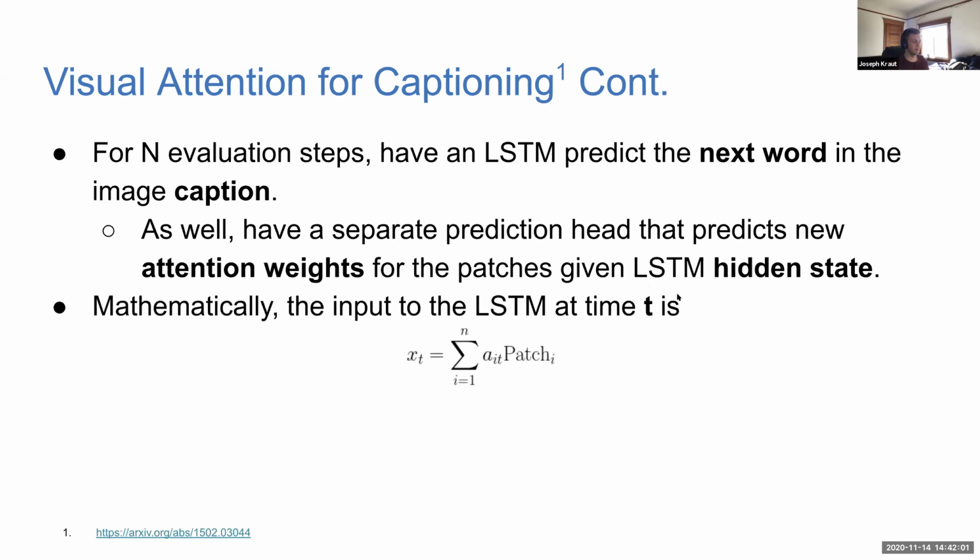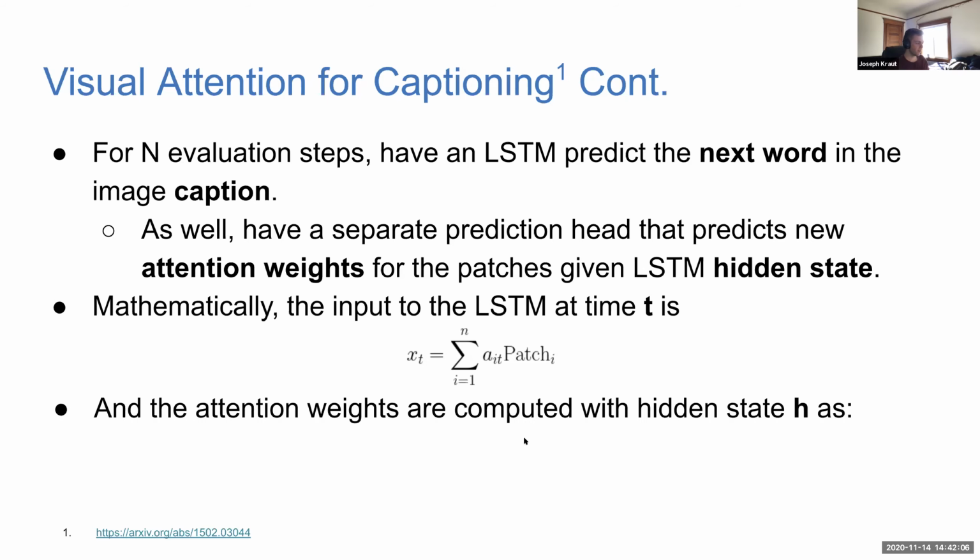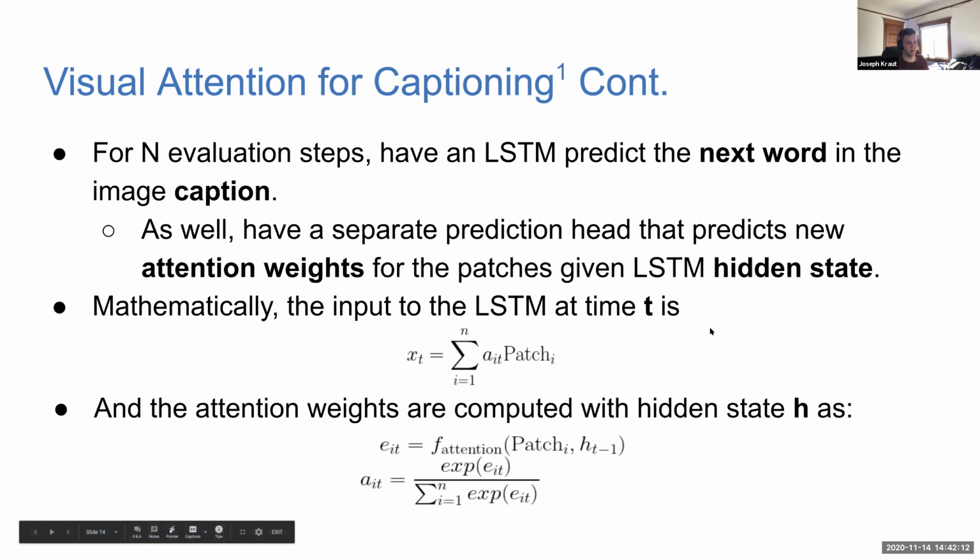At each time step, the LSTM predicts a_i^t for each i. The attention weights are computed via some function f. In practice, this is a 2 or 3 layer neural network that's just attached to the LSTM. It predicts the weights for each patch given the hidden state of the LSTM.